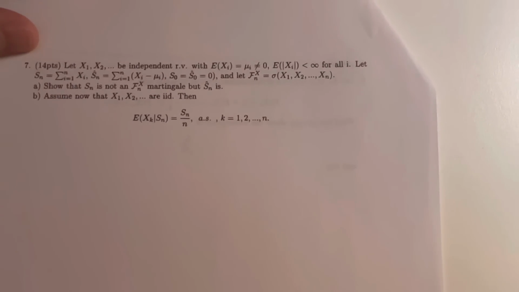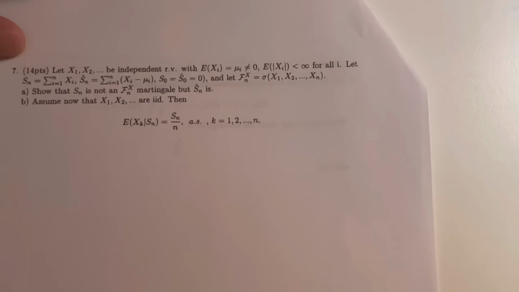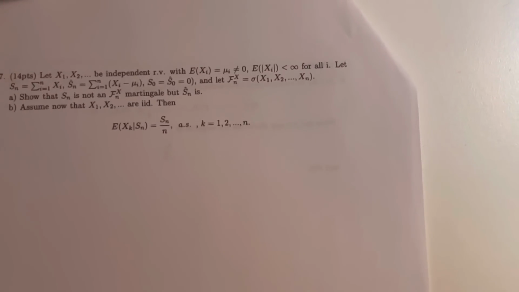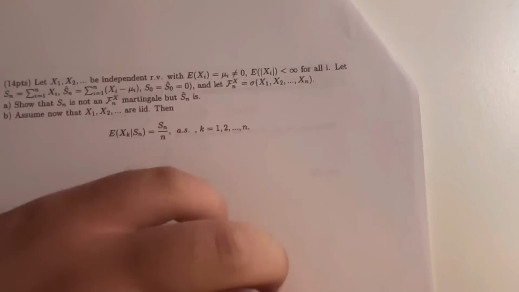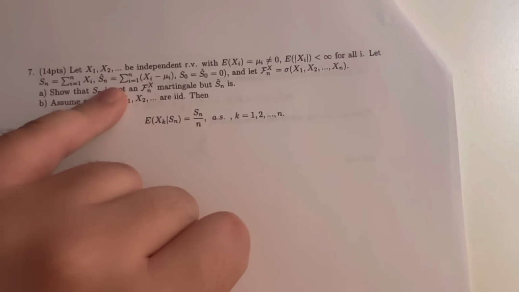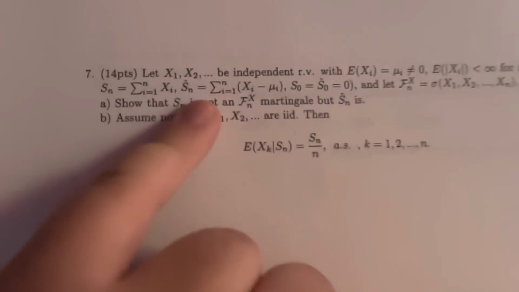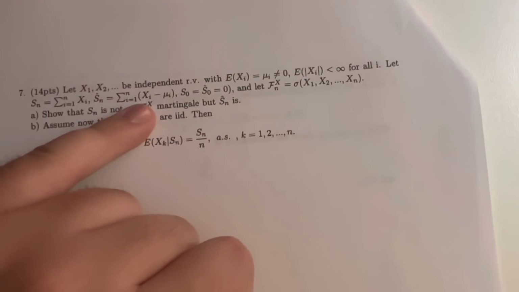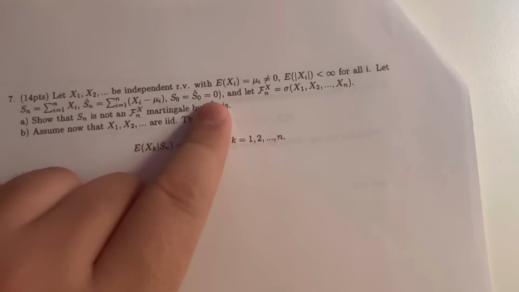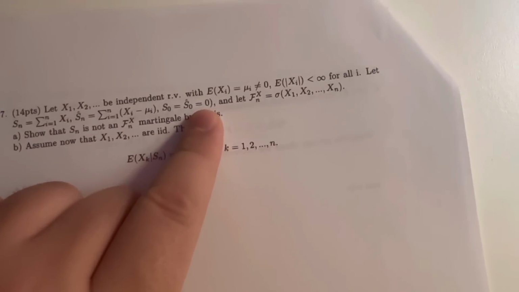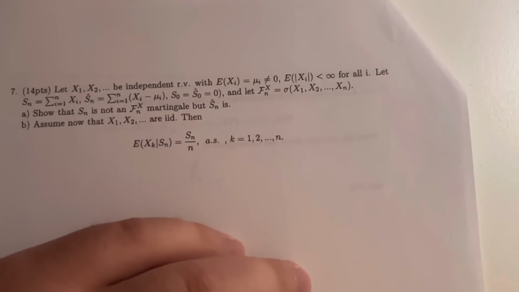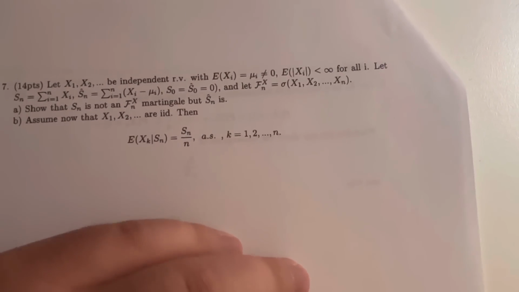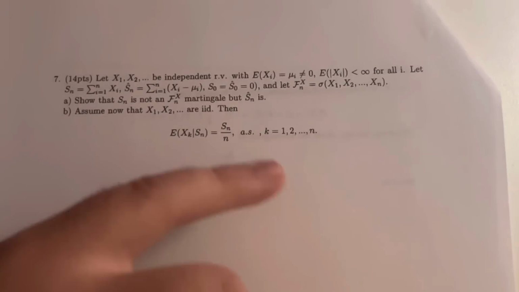Okay, next problem. Let X1, X2, and so on be independent random variables. The expectation of Xi is equal to mu i, not equal to 0. The first moment of Xi is finite. Let Sn be the sum of the first n random variables. Sn hat, I think that's a hat, is the sum of Xi minus mu i. S0 equals S hat 0 equals 0. Let F n be the sigma algebra generated by the first n random variables. Prove that Sn is not a martingale, but Sn hat is a martingale. Okay. So we just did martingales in class, so I'm pretty sure I could do this.